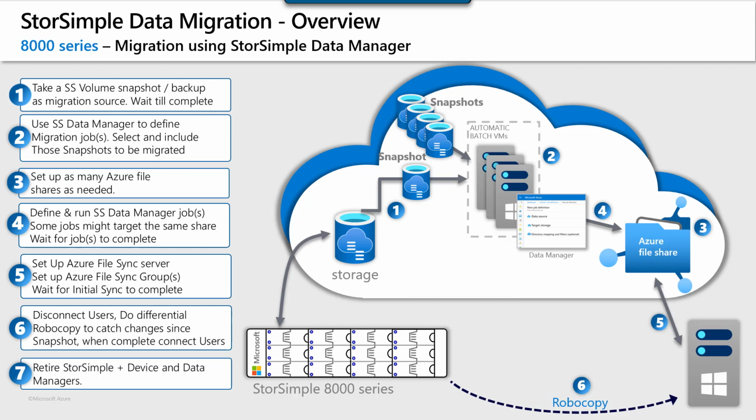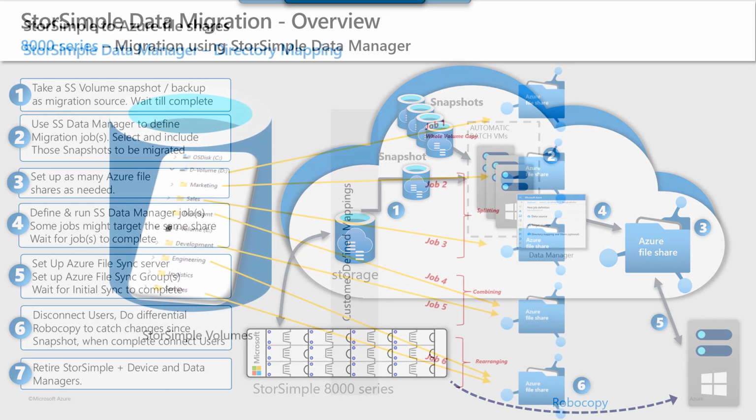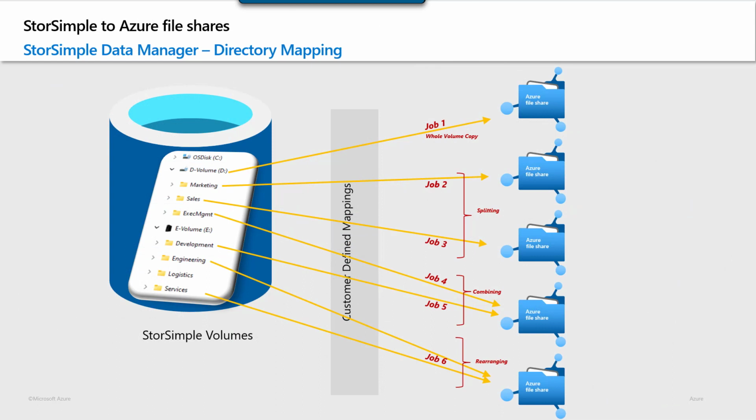In the last video, we covered the deployment of an instance of the StorSimple Data Manager resource in Azure. We also discussed the creation of storage accounts and Azure File Shares. This video assumes you have performed those steps and focuses on how to create and run StorSimple Data Manager migration jobs. Each StorSimple Data Manager job can take all or part of the content from a single StorSimple volume into the root or another folder in a single Azure File Share.